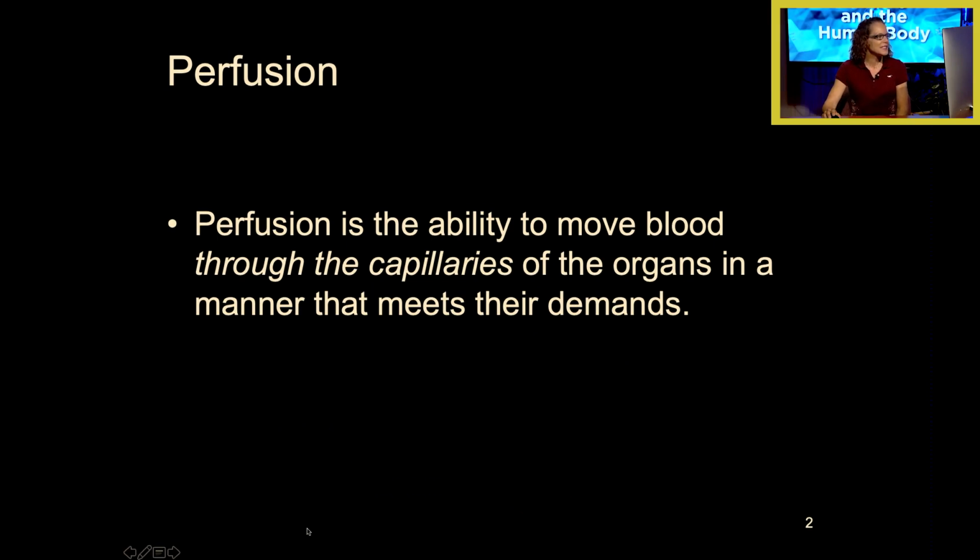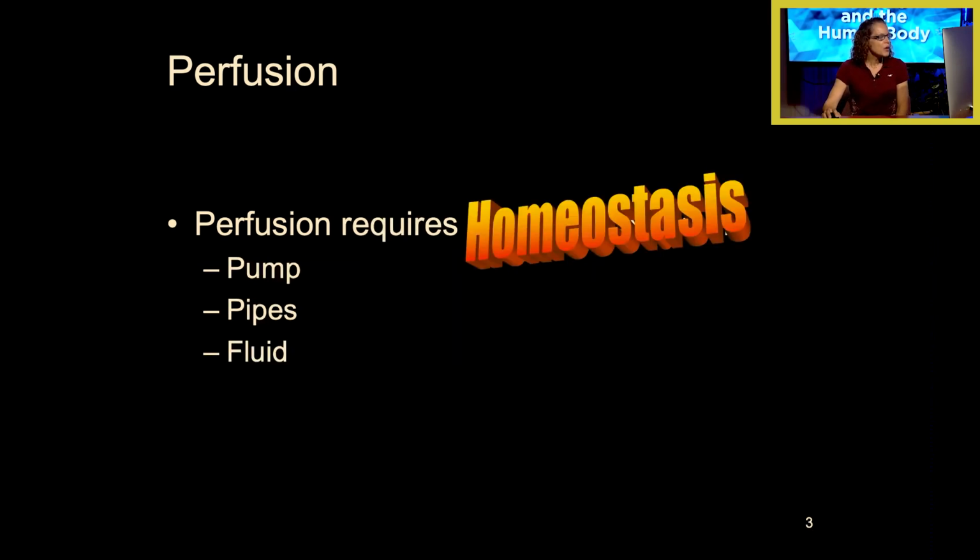So perfusion is the ability to move blood through the capillaries in a manner that meets the needs of the organs, okay? And so perfusion requires something called homeostasis. Homeostasis is an equilibrium, or the balance between the pump, which is the heart, the pipes, which are the blood vessels, the arteries and the veins, and the fluid, which is the blood.